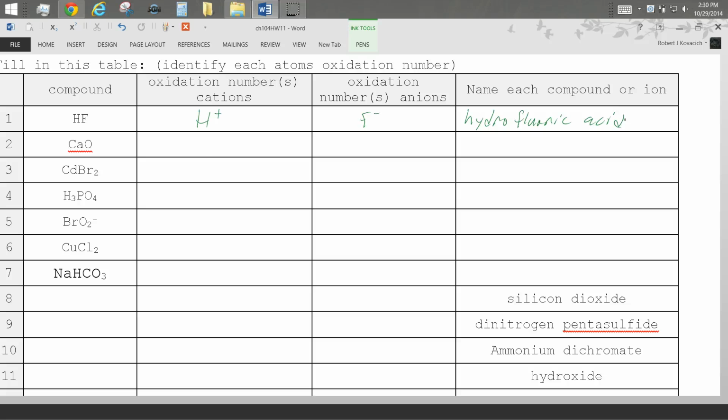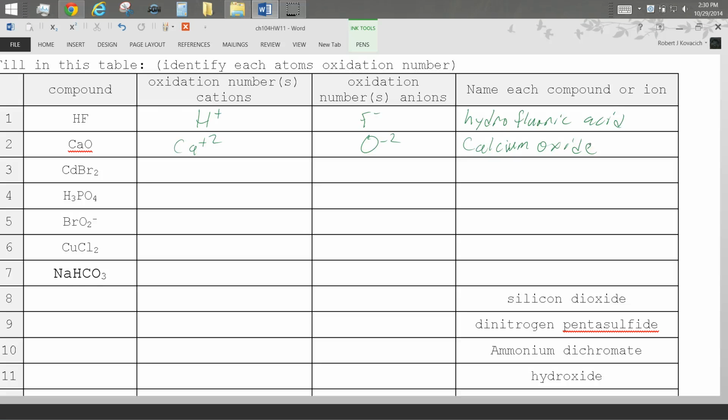Okay. Next one, cation. Calcium. Why is it +2? Because it's a column 2 metal. Okay. And then oxygen's got a -2 charge because it has to be. And then the name of this? Calcium oxide. Why don't I need to say calcium 2 oxide? Because it's always 2, so you don't say it.